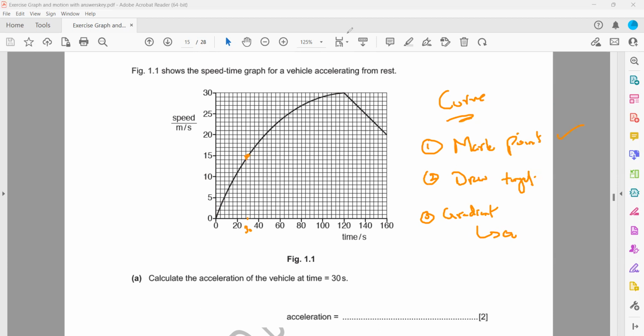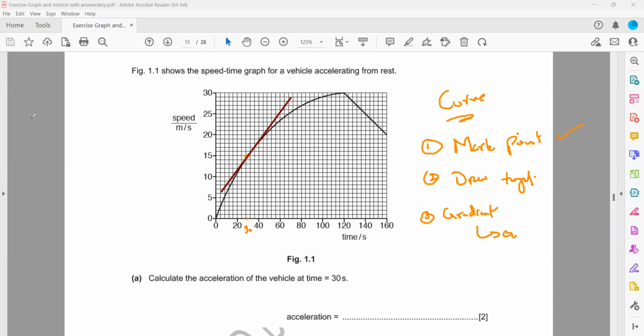Then we draw a tangent. When the slope of the curve is decreasing, we'll draw the tangent up. If the slope is increasing, we'll draw the tangent down. And the length of the tangent is up to you. You can draw a longer tangent, you can draw a shorter tangent, it's up to you. So first we mark a point and then we draw a tangent. Now, after drawing a tangent, we'll find the gradient of the tangent.